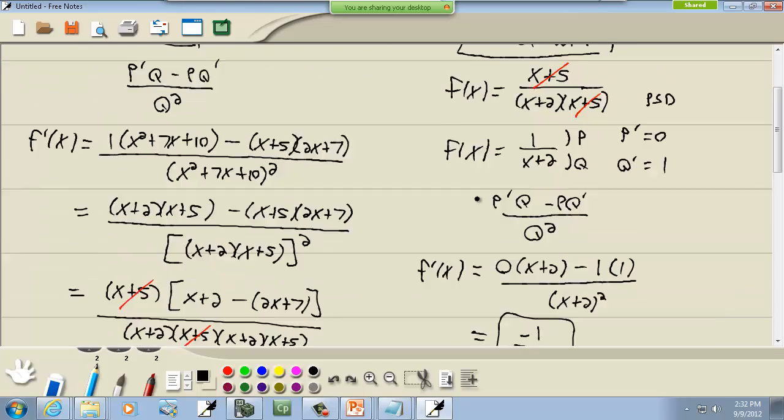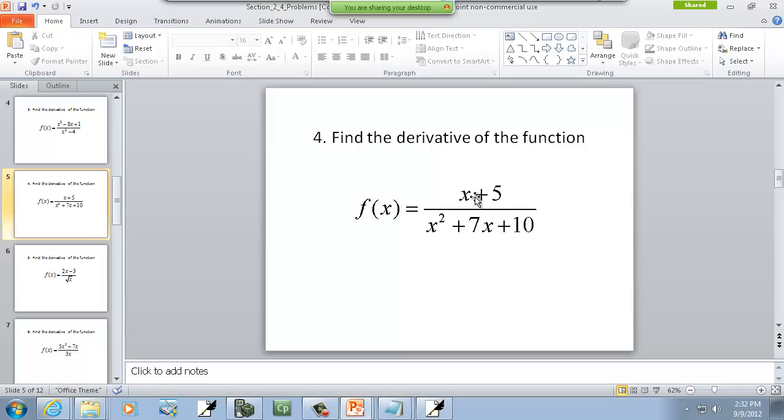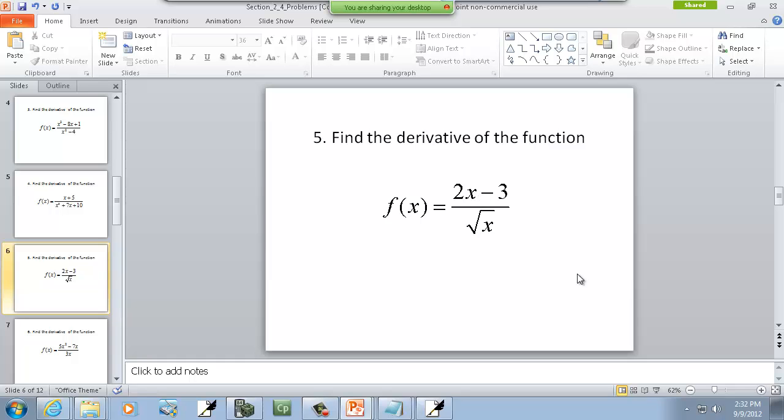Now we're going to look at some other simplifying techniques, and I'm not going to do it the hard way anymore. If I see the shortcut, then I'll show you a shortcut. Let's take a look at this one.